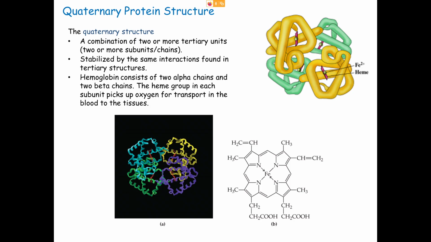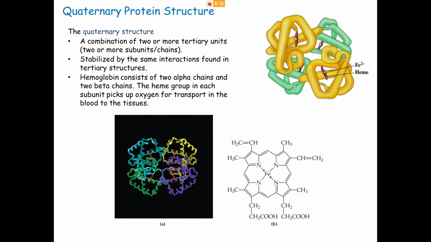So in quaternary here at the top right is a hemoglobin molecule. It's got two yellow or yellowish orange subunits and two green subunits. Each individual subunit looks like a myoglobin molecule, but together all four make a hemoglobin. They're not identical to myoglobin, but they're close. And each one has a heme group with an iron in the center of it. This is how you carry molecular oxygen around your body in the blood.